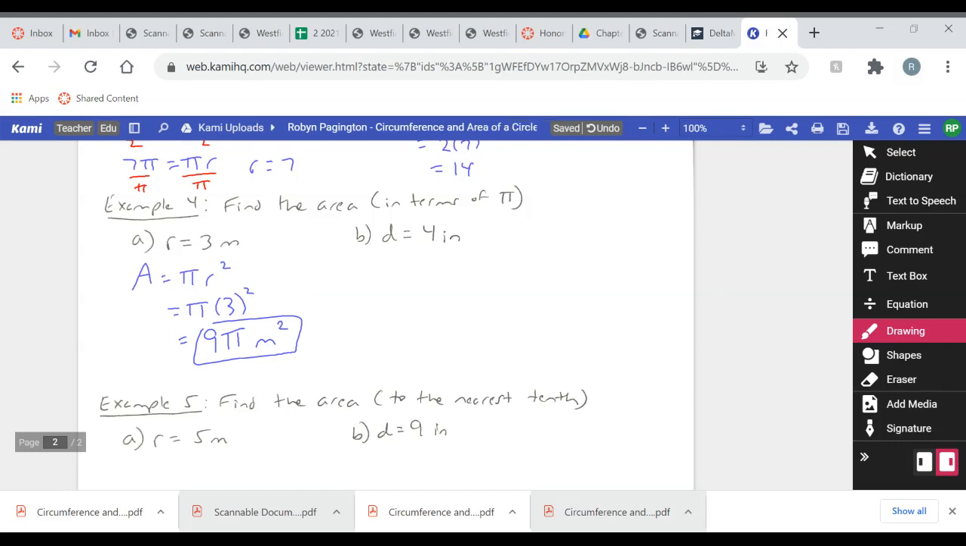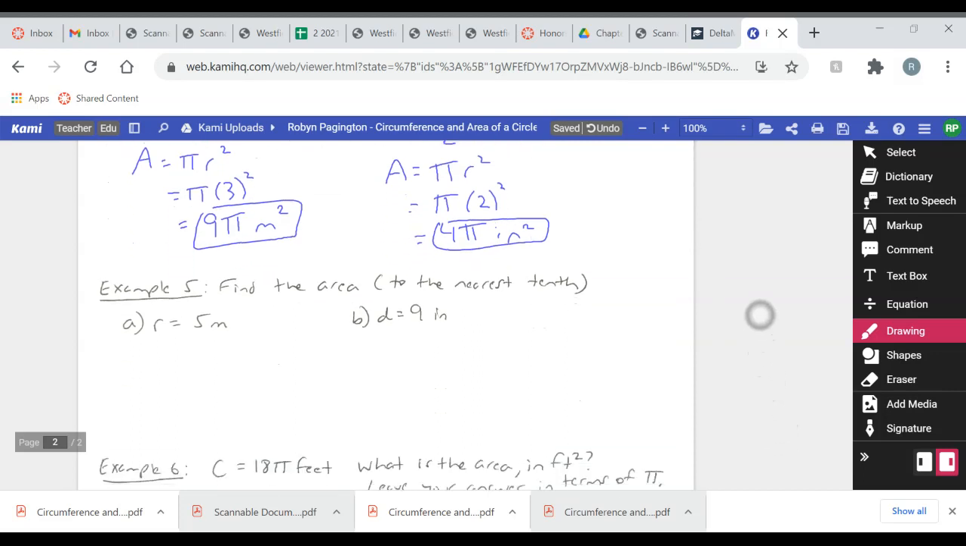On B, my formula for area is pi r squared. We don't have diameter as part of it like we do for circumference. So I need to find the radius. If I know the diameter is 4, I can divide by 2 and figure out that the radius is 2 inches. And so that's what I'm plugging in here. I get pi 2 squared, which is 4 pi, and that is inches squared.